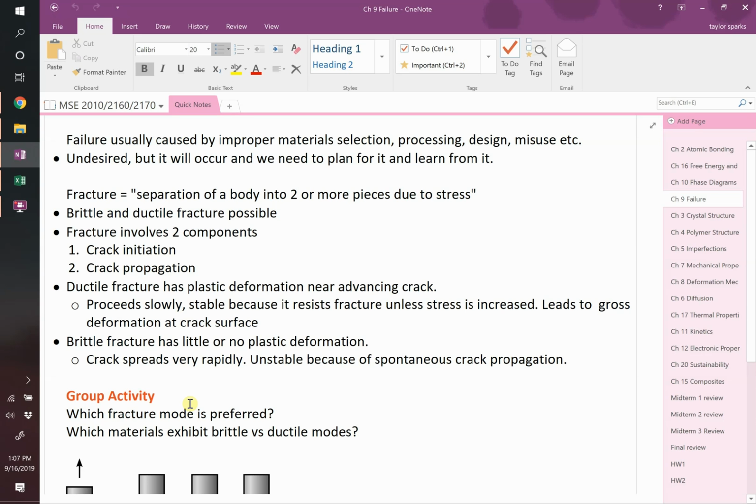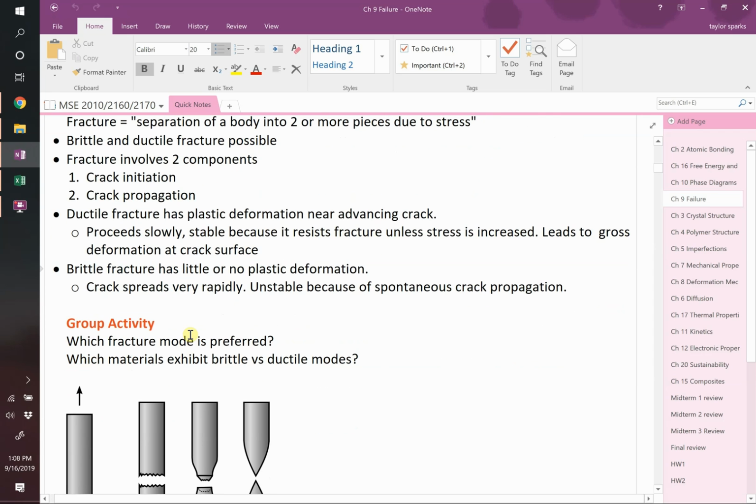Unless you're designing for it specifically, generally speaking, we don't want it. And so, if it is going to happen, what this chapter is hopefully going to give us is at least be able to understand how to predict it, so that if we have it happening, we can mitigate that, see it coming, take it out of service, whatever it may need to be. Okay? Fracture is going to involve two processes.